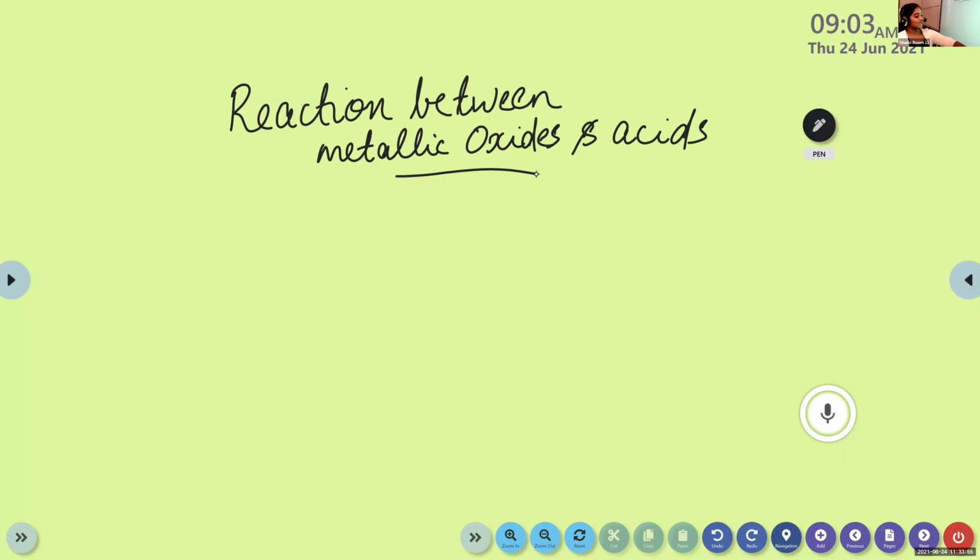What do you mean by this metallic oxide? Mary, can you tell me what is this metallic oxide? It's in the name itself, right? Can you tell me one example of a metallic oxide? Yes, these are oxides of metal. So copper oxide, iron oxide, aluminum oxide, loads of examples there.